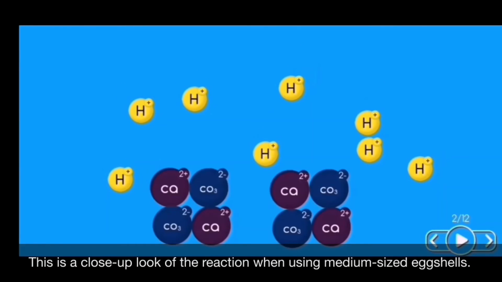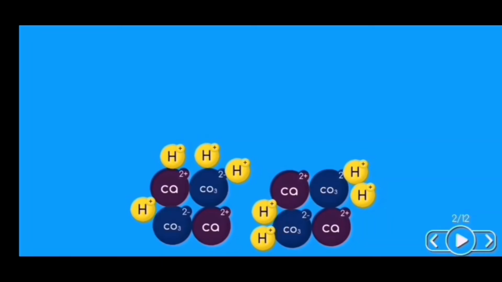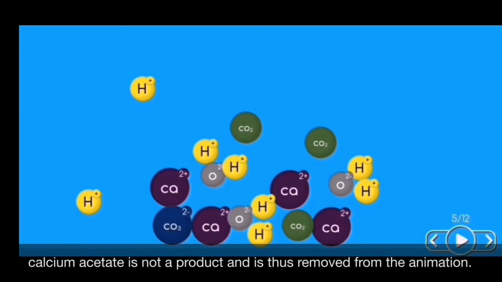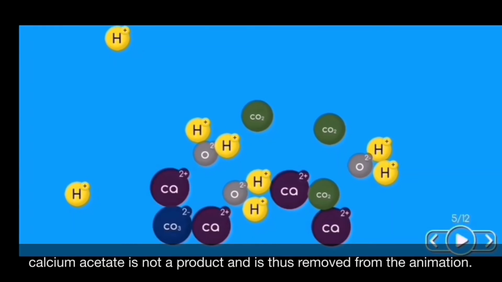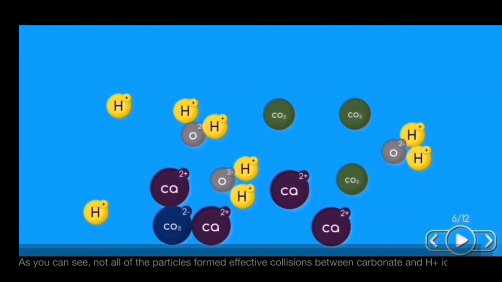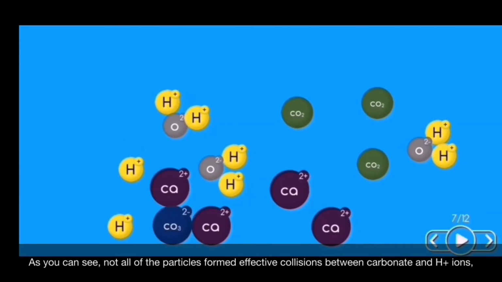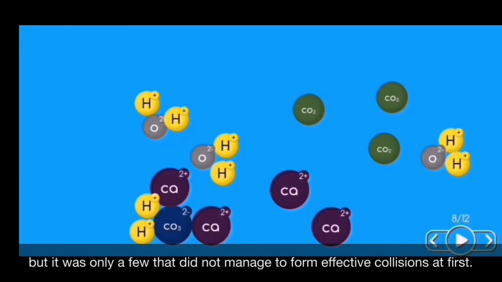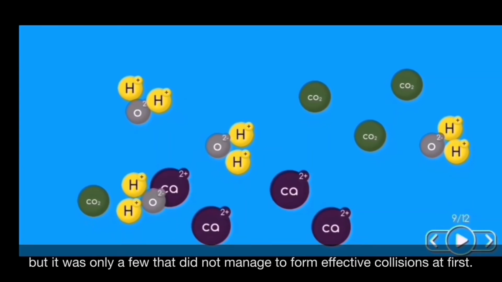This is a close-up look of the reaction when using medium-sized eggshells. As the calcium ions and acetate ions are not included in the ionic equation, calcium acetate is not a product and is thus removed from the animation. As you can see, not all of the particles form effective collisions between carbonate and H+ ions, but it was only a few that did not manage to form effective collisions at first.